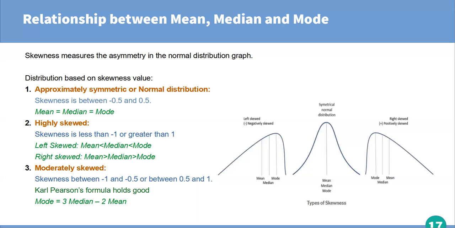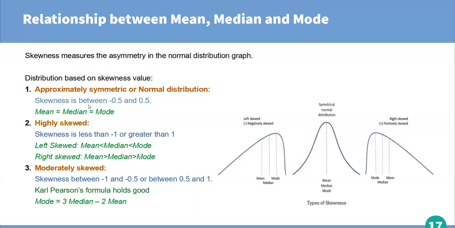Coming to the last topic, relationship between mean, median, and mode. To understand this, let us understand the distribution. First of all, let us look into the term skewness. So what is skewness? Skewness measures the asymmetry in a normal distribution. So distribution depends on the value of the skewness.